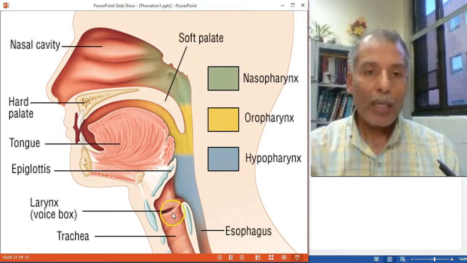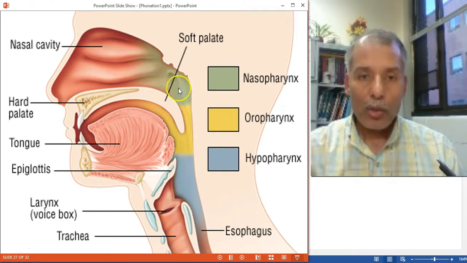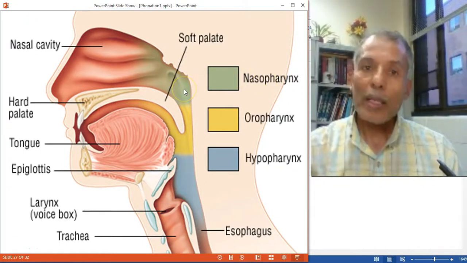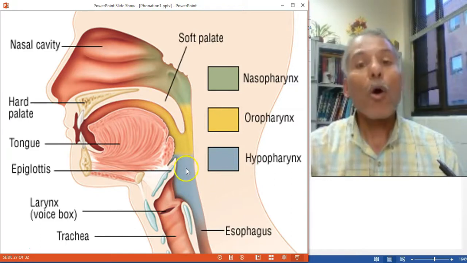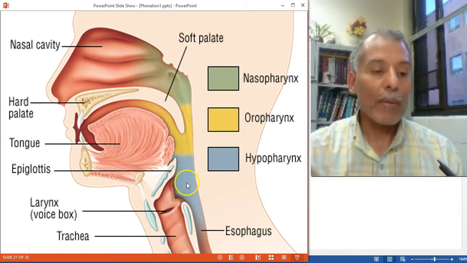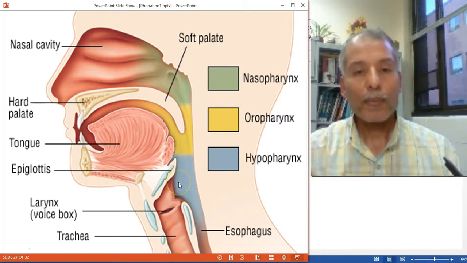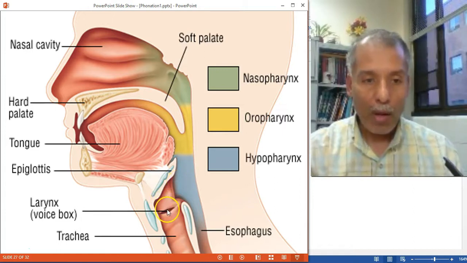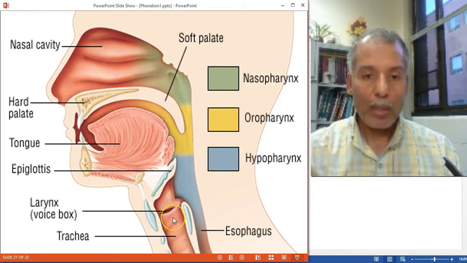So here again, in this view, you can see now the three parts of the pharynx: the nasopharynx, as I explained earlier at the beginning, and then the oropharynx, and then you have that blue segment, either the hypopharynx or the laryngopharynx. Both of them are names that we use. And you can see the glottis and the supraglottic space, and we do not see the subglottic space here.